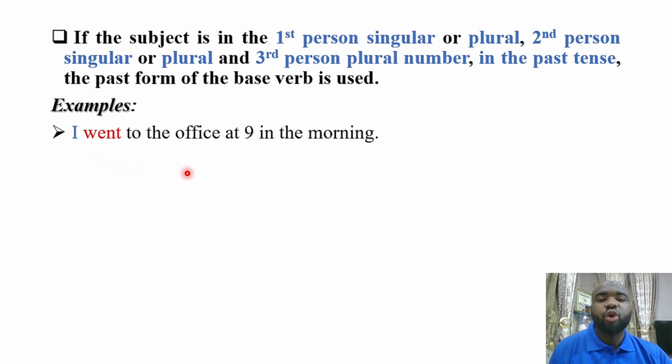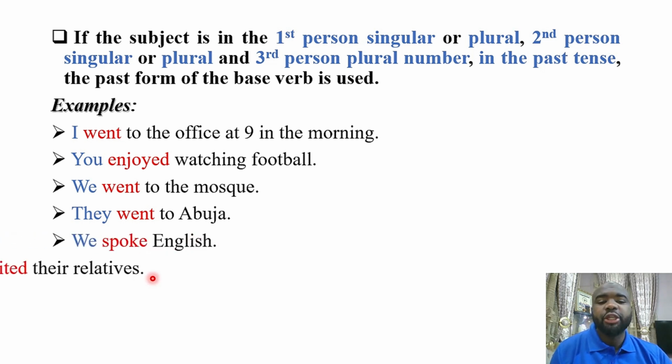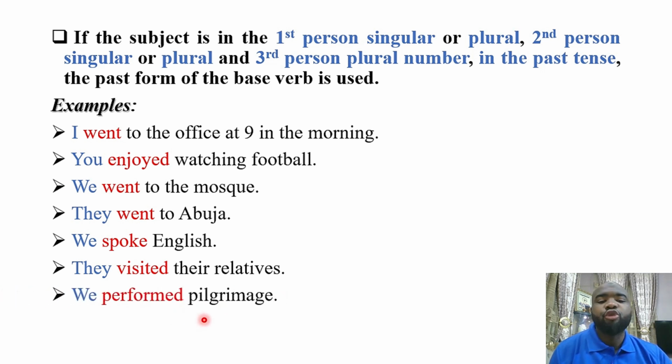So I went to the office at 9 in the morning. You enjoyed watching football. We went to the mosque. You see? They went to Abuja. We spoke English. They visited their relatives. We performed pilgrimage. So all these examples here, since we're referring to the past event, the verbs will be in the what? Past form of the base verb.